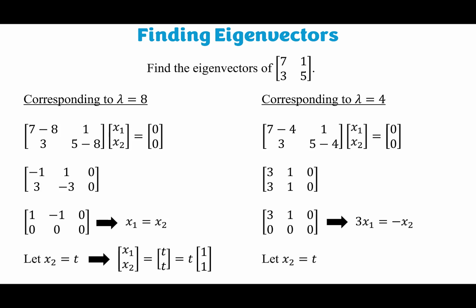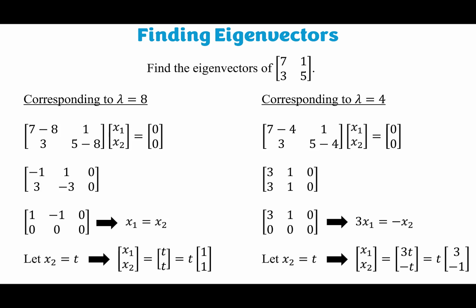So again, we can let x2 be a parameter t, where t is any real number. And that means x1, x2 is the vector 3t, negative t. And you can factor out that t. So any scalar multiple of the vector 3, negative 1 is an eigenvector corresponding to the eigenvalue of 4, right? As long as t is not 0, because we don't care about the 0 vector by definition.